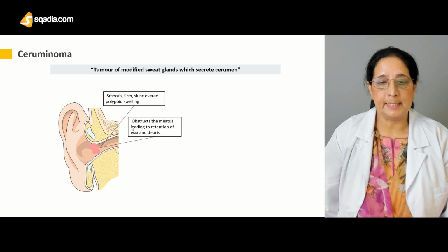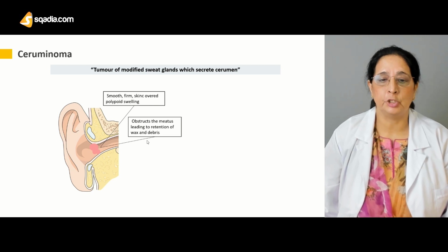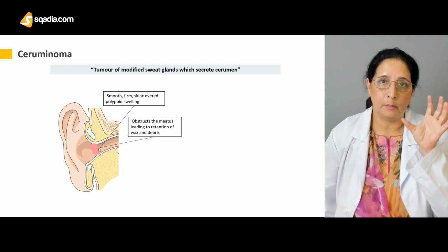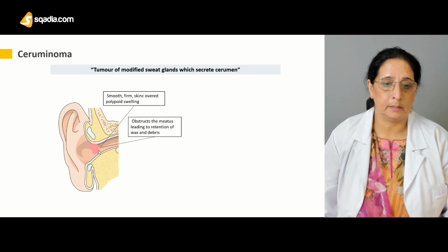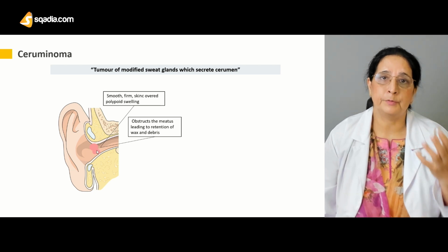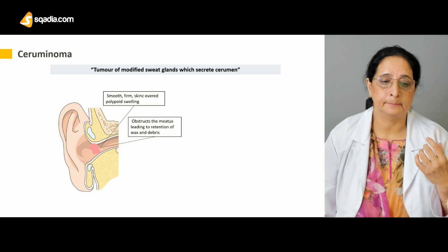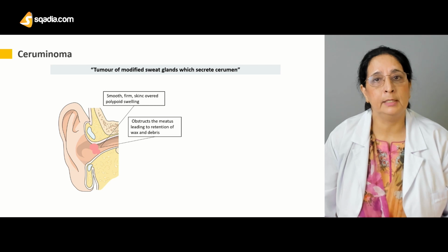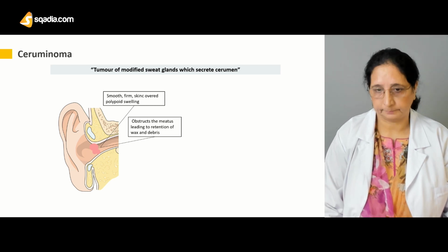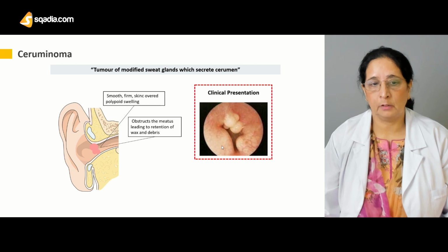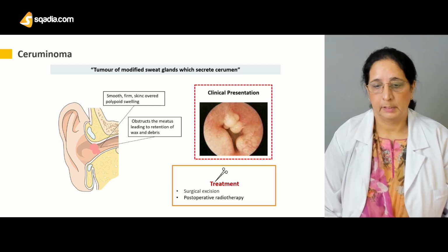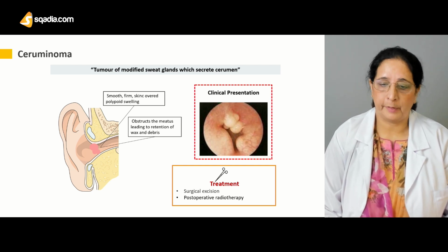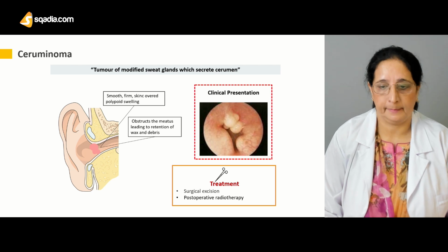It obstructs the meatus, leading to retention of the wax and debris. You can see it's a big swelling, so it fills up the external auditory canal, and when it fills it, it can cause obstruction and retention of the wax and the debris. That's the picture of the ceruminoma. Treatment is surgical excision and post-operative radiotherapy.